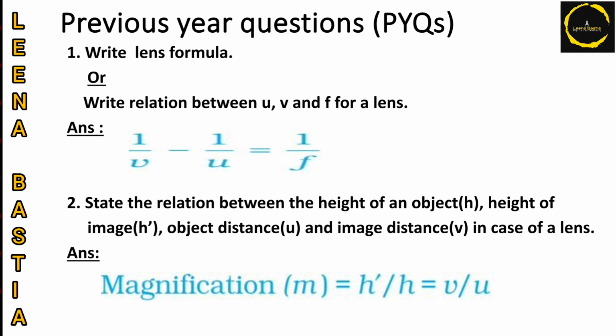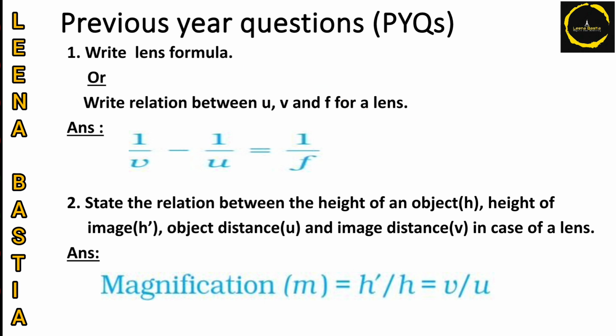Okay. The question is saying, first one, write the lens formula. It is a direct question. Or the same question can also be given as: write the relation between U, V and F of a lens. So don't get confused. This is what the formula is. Whatever is the formula, it can also be written in this format of the question. So understanding of the question is most important.